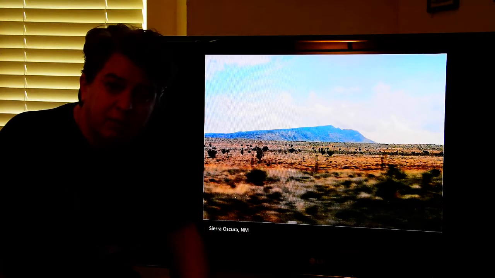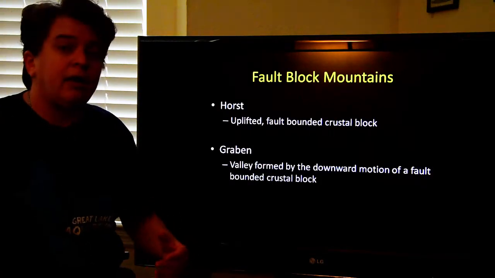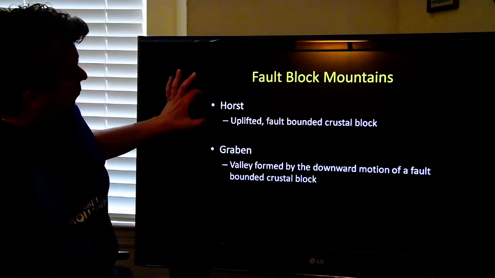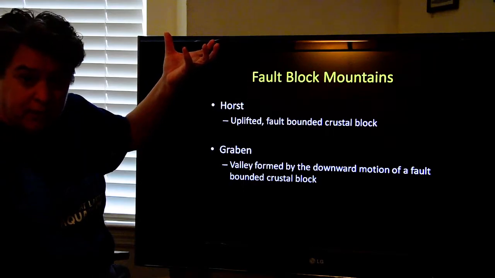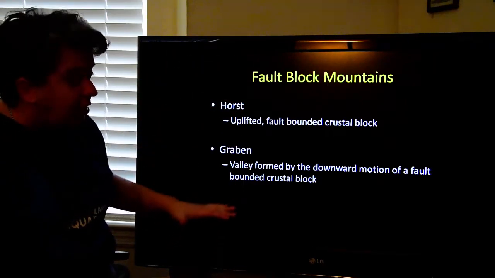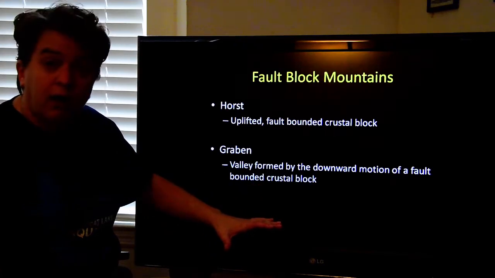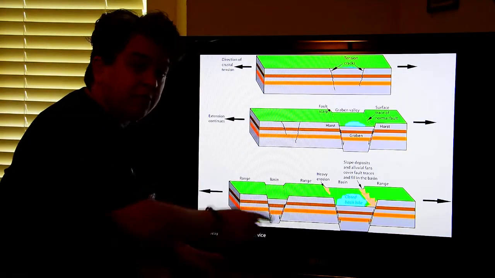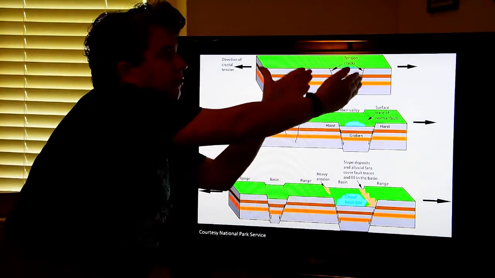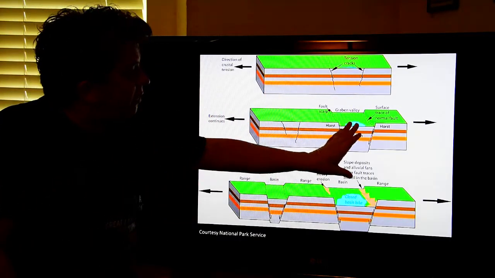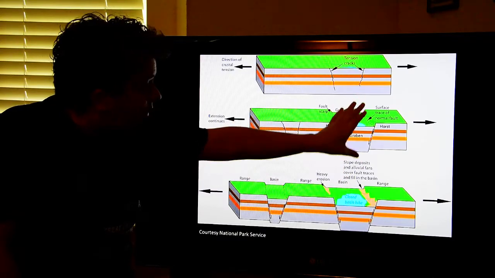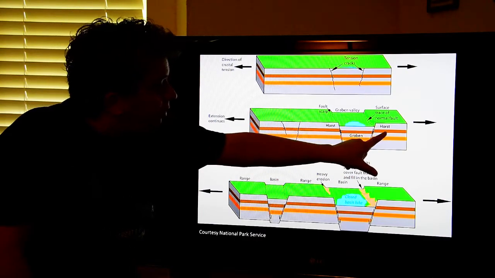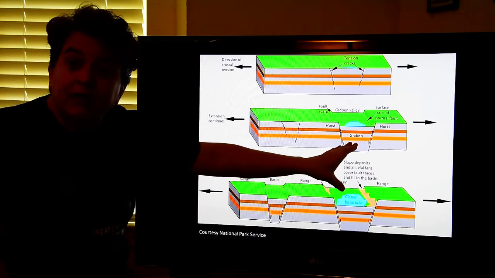Now I said sometimes, because you also can get these horsts and grabens forming in a little bit different way. And remember I said a horst is the up-thrown piece, so that's going to be the mountain. The graben is going to be the down-dropped block of crust. So as we have our tensional pull-apart stresses going on here, pull-apart stress creates these normal faults. In the normal fault, the hanging wall drops downwards compared to the footwall. So now we've created a horst, a graben, and a horst. And that's really how our rift valleys form.